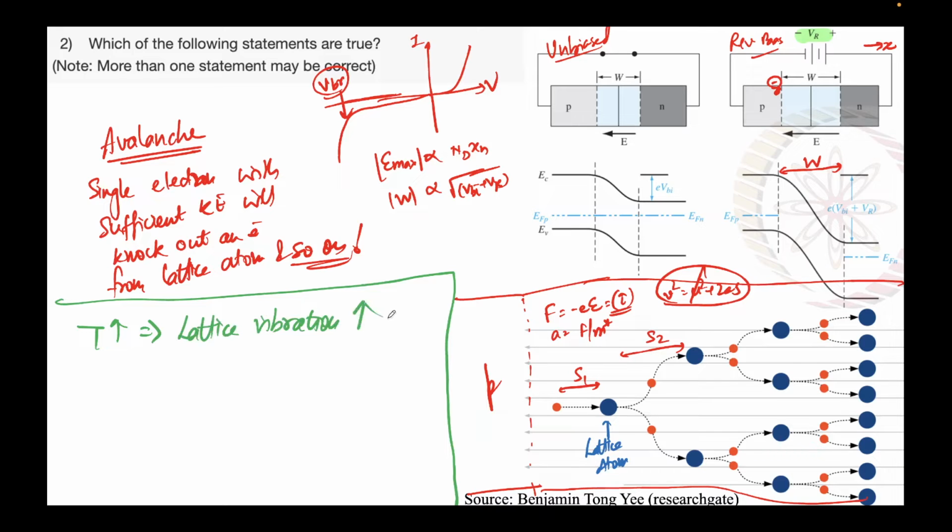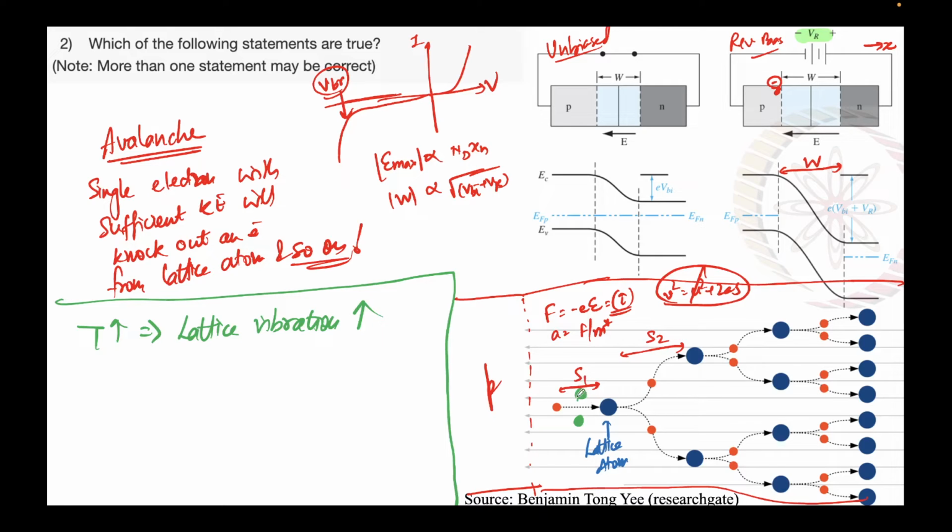The lattice vibration also increases. So this atom that you see, please remember there are nearby atoms also, so this must have traveled to other nearby atoms. I have just drawn a picture only where the electron is being knocked out. So when lattice vibration increases, this electron has more probability of colliding with a nearby lattice atom. And note that it may not have sufficient energy, because it needs to travel s1 in order to knock out an electron.